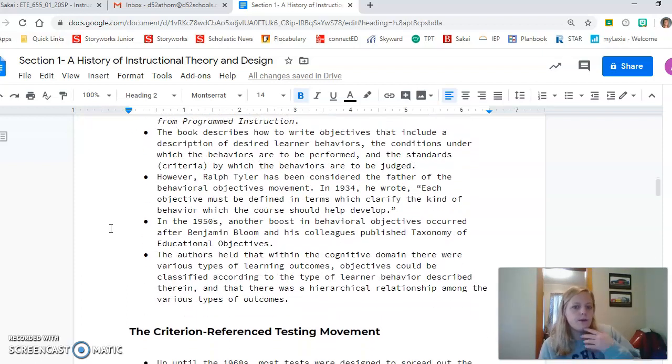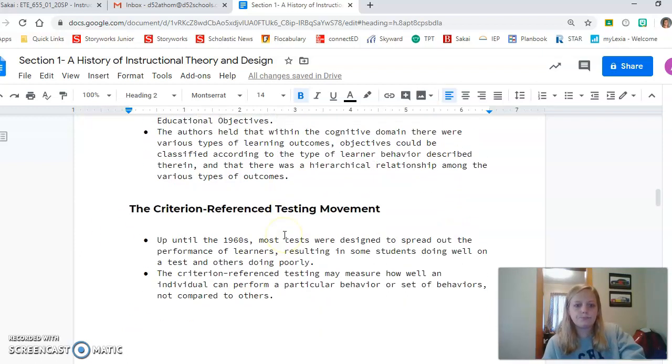In the 1950s, another boost in behavioral objectives occurred with Bloom's taxonomy. The authors held that within the cognitive domain, there were various types of learning outcomes, and objectives could be classified according to the type of learning being observed. And so there was a hierarchical relationship among the various types of outcomes.